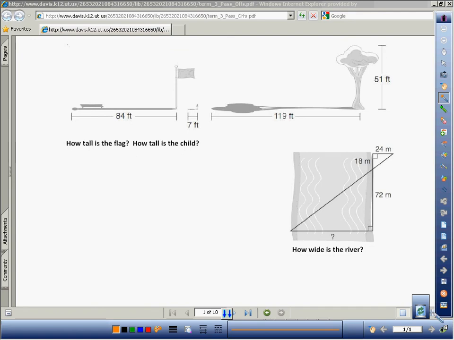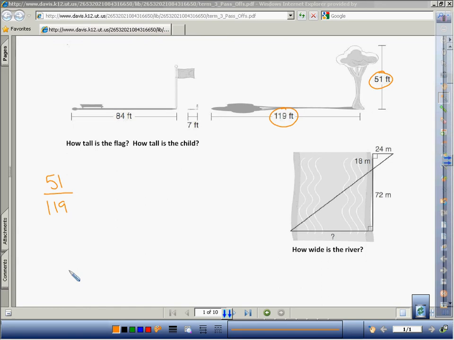What we're doing is we're creating a proportion so that we can figure out what all these other shapes are based on one shape that we do know. And so we're pretty much comparing heights and things like that. So our first order of business here is to take this first shape that we have and put it into a proportion. So the tree is 51 feet tall and the shadow is 119 feet long.